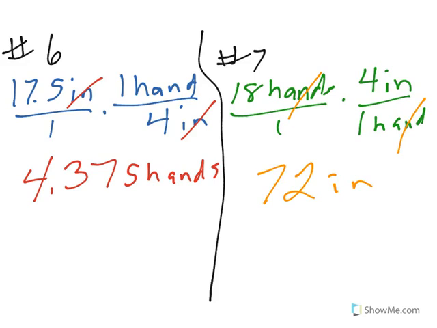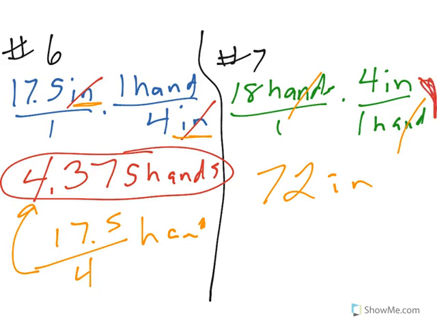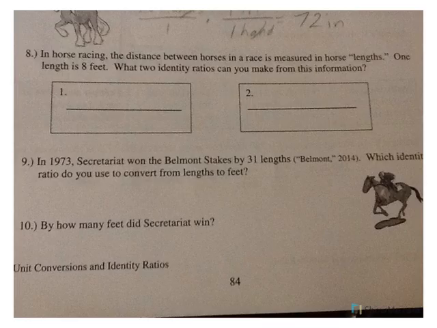I now want you on page 84 to go ahead and do number 6 and number 7. Okay, in number 6, you notice you start with inches, so 17.5 inches. Because I start with inches, I need to put inches on the bottom, so they will cancel out. It ends up being 17.5 over 4 hands. We have to divide to get our answer of 4.375 hands. In number 7, I start with hands, so notice the difference of the identity ratio we use. My hands cancel out, and since 18 and 4 are both on the top, we multiply across, and the average Clydesdale is 72 inches tall. That's the bottom of page 84.